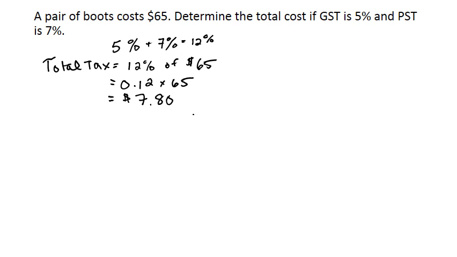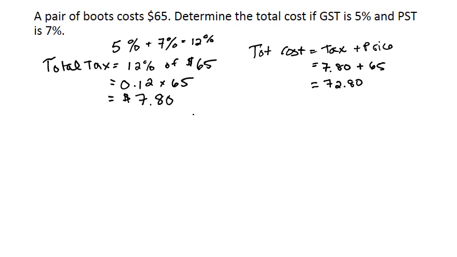Then we need to find out the total cost. So total cost equals the tax plus the price. So my tax is $7.80 and the price is 65. And I should get the same price, and I will get the same price of $72.80. That's another method to use. It's a little bit faster than the previous method, but either method will work.